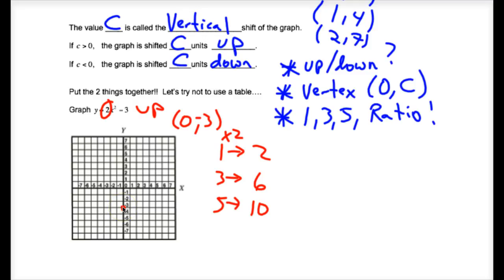Okay, so our 0, negative 3 is our vertex. We got that. We know it opens upward, so I'm going to go up with this. The first ratio is 2, then 6, then 10. I always start on the right-hand side, but you totally can start on the left-hand side if you want. So I'm going to go up 2, over 1. It's always over 1, over to the right one. Then I'm going to go up 6. 1, 2, 3, 4, 5, 6. And notice I went up 6 from that first point that I graphed.